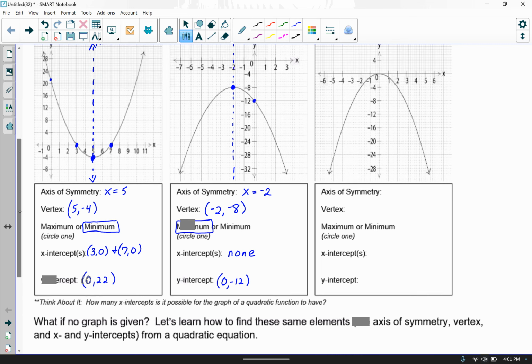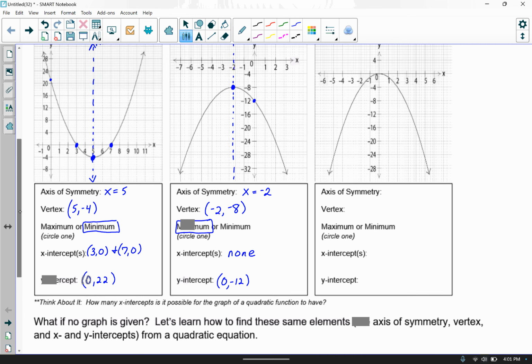The vertex we found just a minute ago, up above, that was our negative 3, negative 16. Okay, so I'm just copying that down. And then our axis of symmetry, we found that above, and that was x equals negative 3.